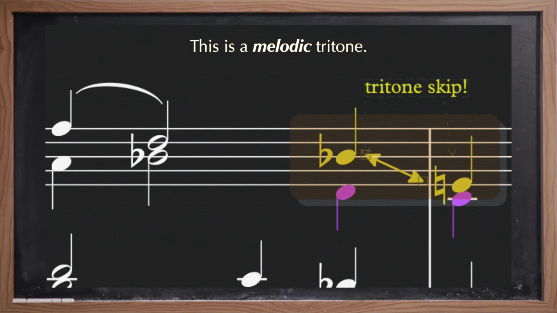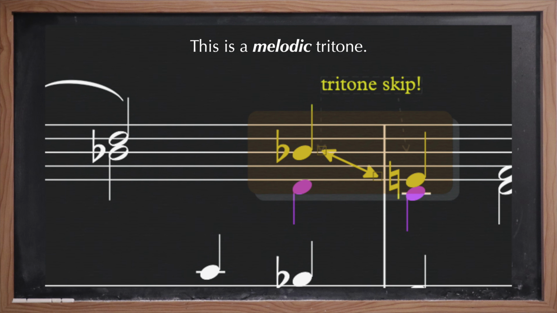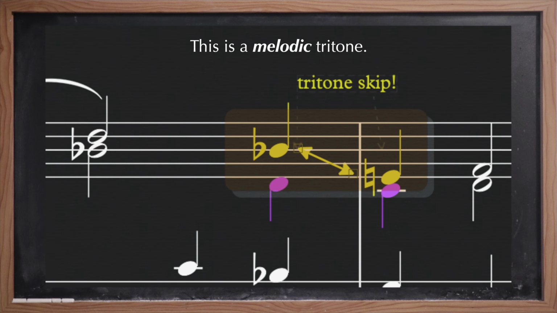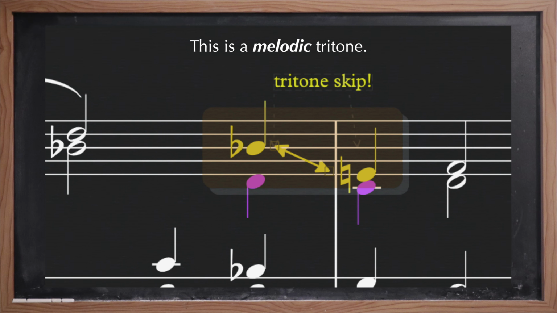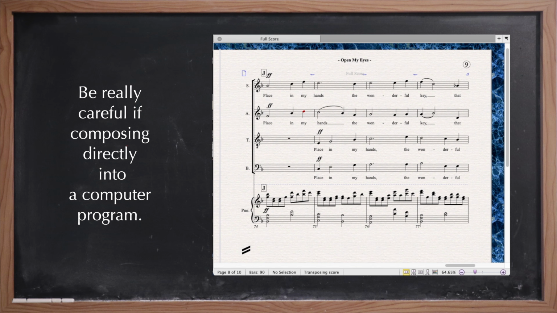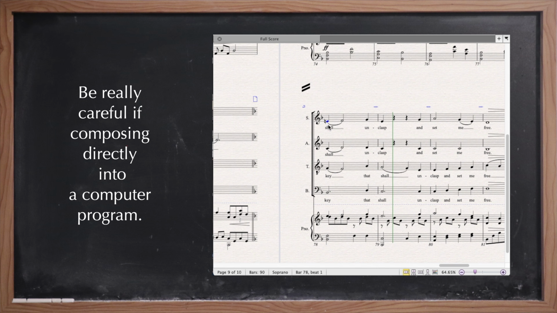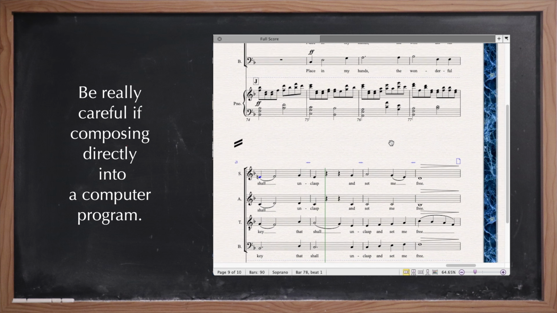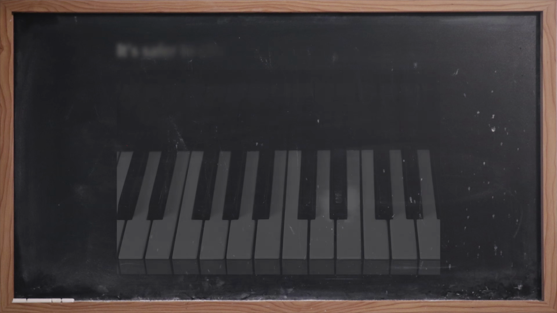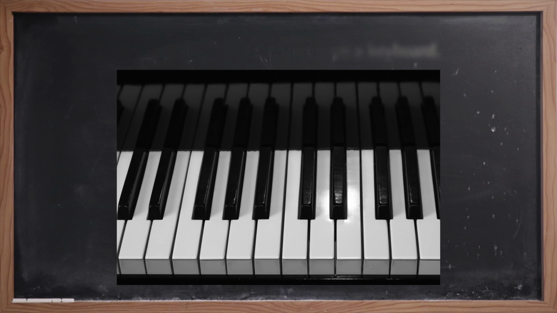The other way you can make this mistake is melodically. Sometimes you may have a voice leading mistake. It may skip up or down to a tritone that you do not want. And this is something you really have to be careful with if you're writing directly into music notation programs on your computer, because sometimes if you don't watch the voice leading from the end of the page to the next page, there might be a tritone skip there, and you might not even be aware of it. This is why it's always better to play your music on the piano and not rely exclusively on the computer.